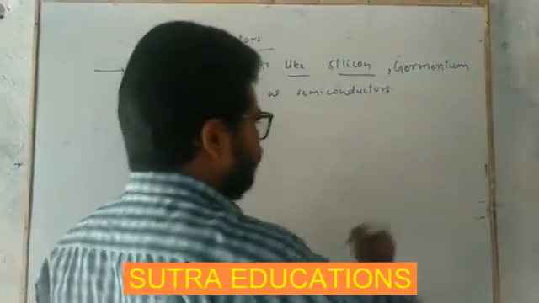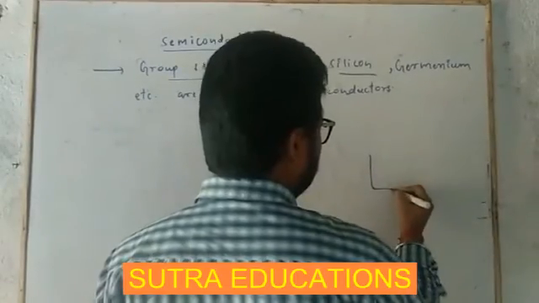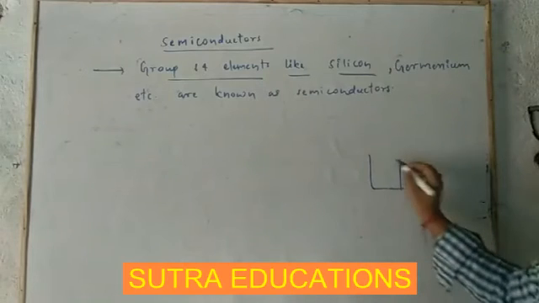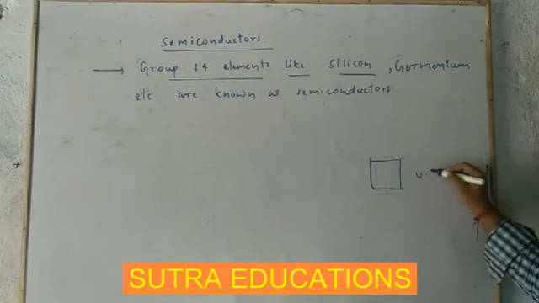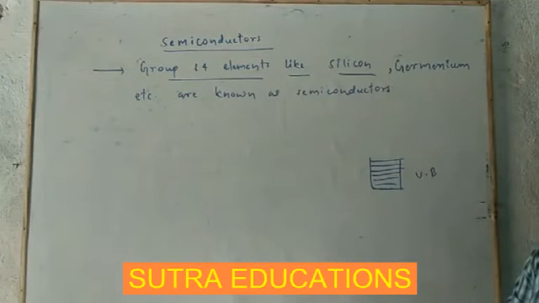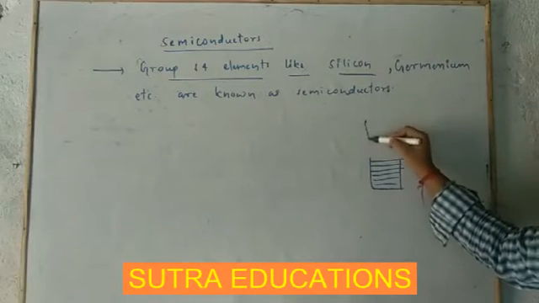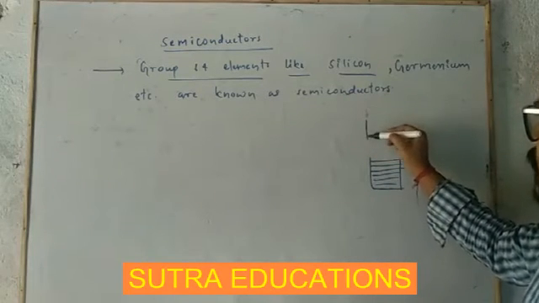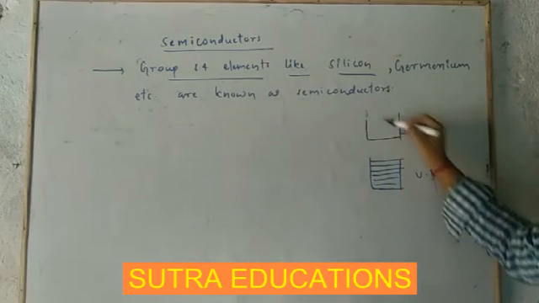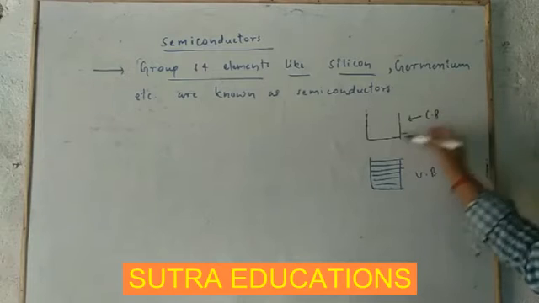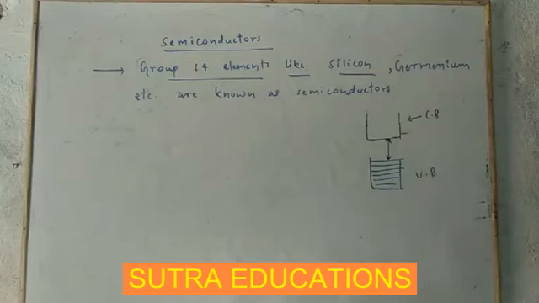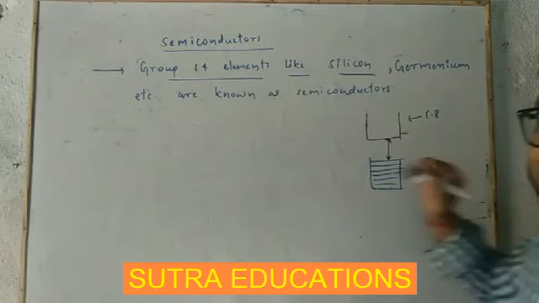Means what? I told you in case of semiconductors, two bands are present. One band is known as the valence band, in which electrons are present. The other band is known as the conduction band, which is empty. This is the conduction band, and there is an energy gap which is in between a conductor and an insulator.